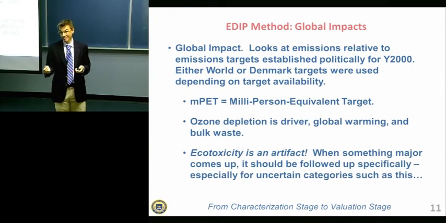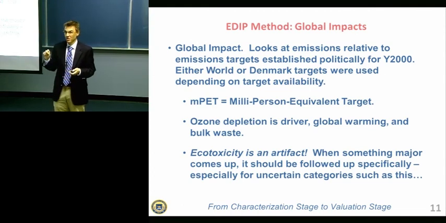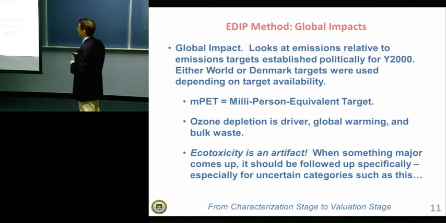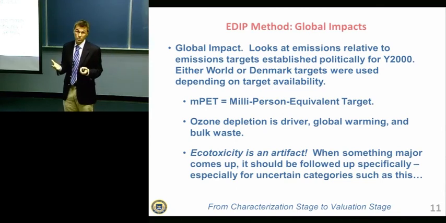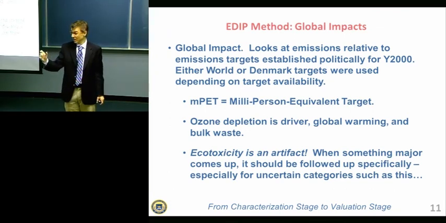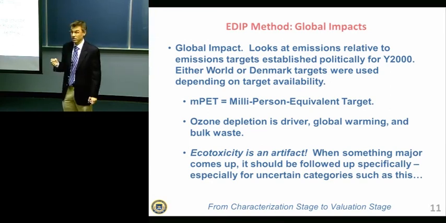So, okay, we have a target. And you could think of a pathway to get to that target. So each year we have a target. You can divide that emission target by the number of people on the planet and say that's your fraction. So you would call that a person equivalent target. And you could look at the life cycle of the refrigerator, that total emission, as a fraction of your allocation of the target. And that idea is what's called a milliperson equivalent target. Again, it is taking the global emissions target, or it could be a national target, dividing it by the number of people, so that's your fraction, and then you look at the life cycle of this refrigerator relative to that total emission, and you have your milliperson equivalent target.